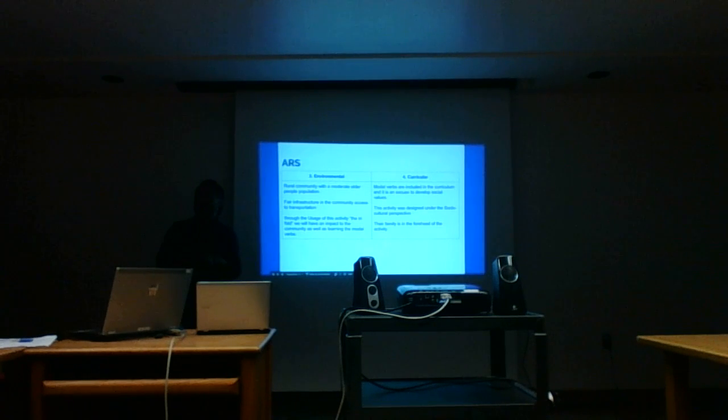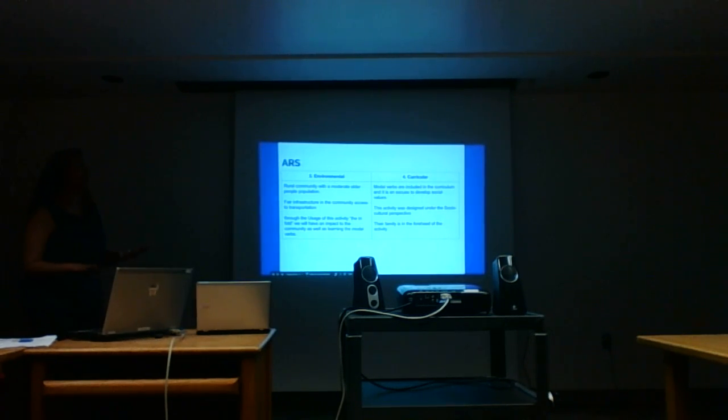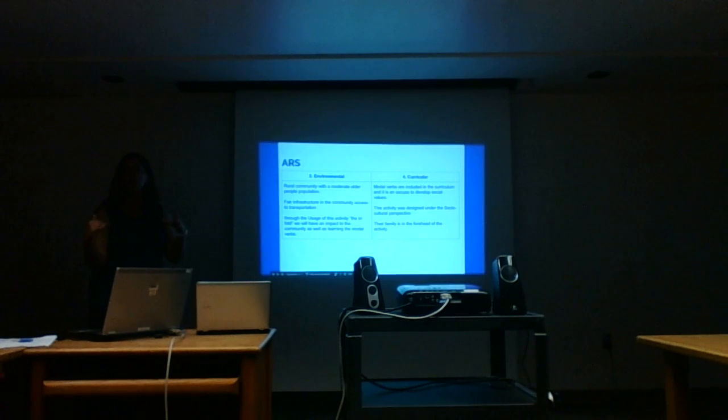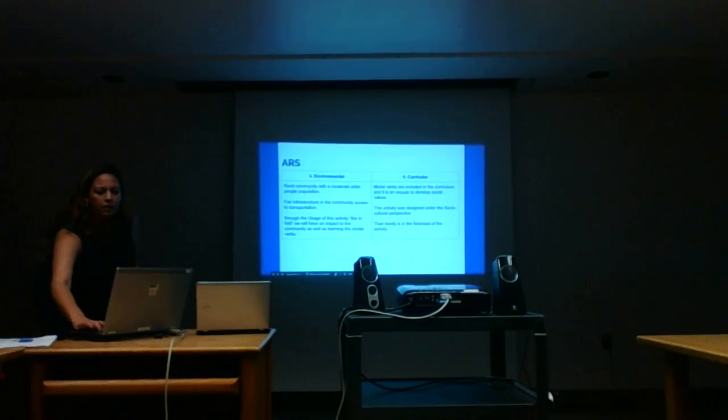Okay, so about the fourth level of the ARS, which is related to curricular, modal verbs is a topic that is included in the curriculum. So it is about skills to develop social values. Also, it was designed under the socio-cultural perspective because the students can interact among themselves during the activity. And the family is at the forefront of the activity and also of the curriculum.